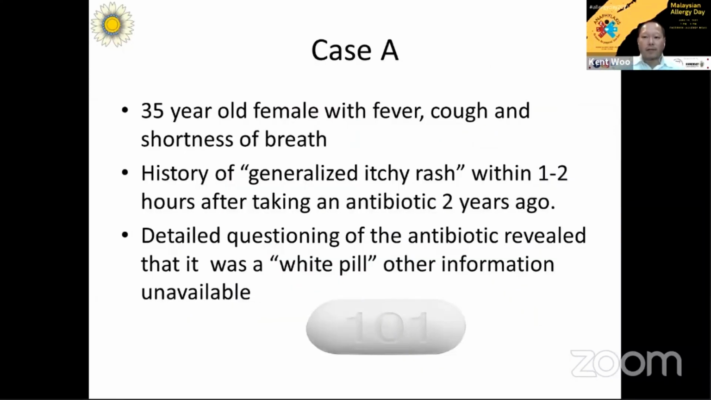Now, I'm going to start with the first case, called case A. This is what, as allergists, we see in our clinic. This is a young lady who has fever, cough, and shortness of breath. And she reports having an allergy to an antibiotic causing itchy rash. And then, typically when we ask the patients, they will say, it's a white pill, but I don't know the name. I don't have any further information. Now, this is the dilemma, because this person has an infection that needs some form of an antibiotic. So what do you do?